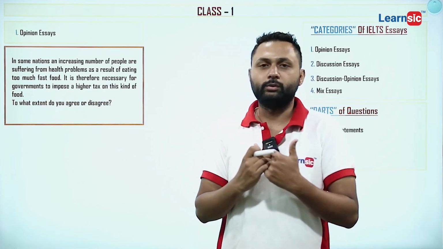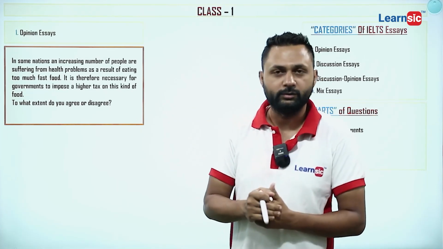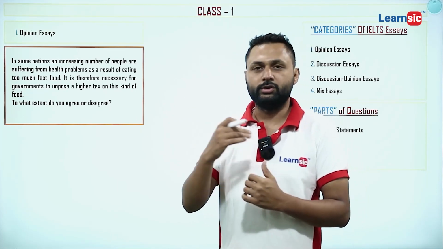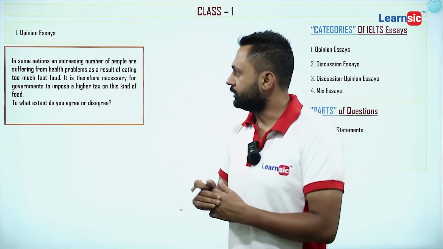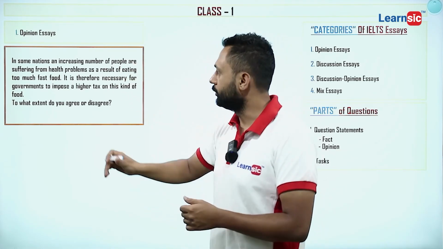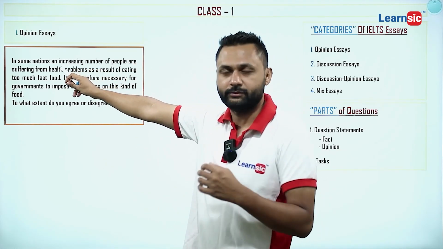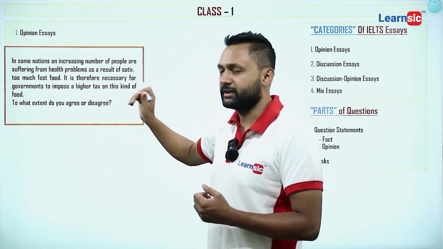So I may not agree with that. I may say, no, by imposing tax, the problem cannot be mitigated. There must be a strict rule, or there must be an awareness campaign launched in order to reduce the consumption of fast food. So the first sentence is a fact, the second sentence is an opinion, and this is a task.